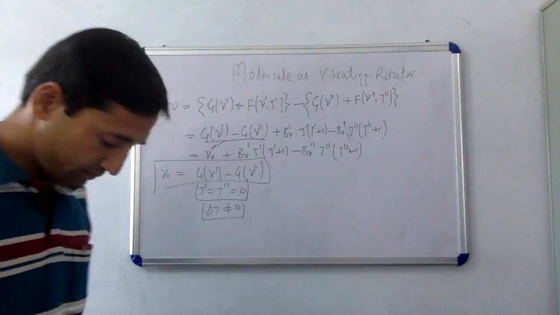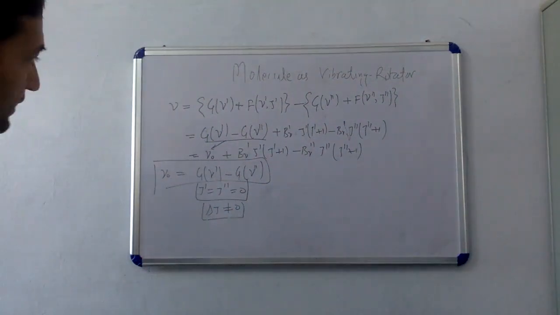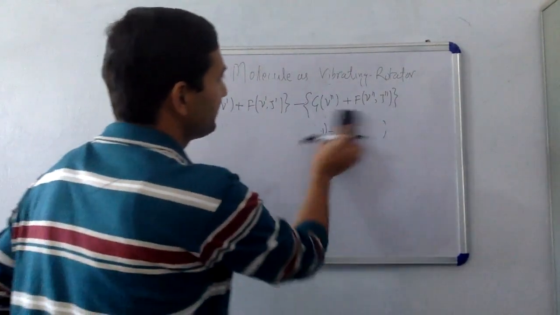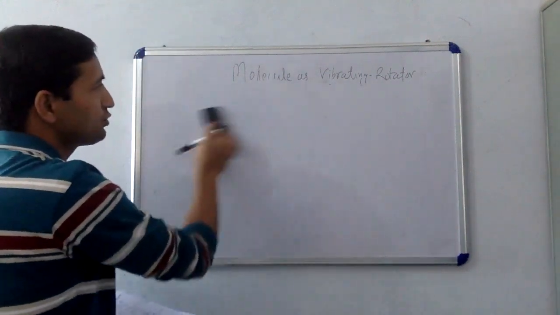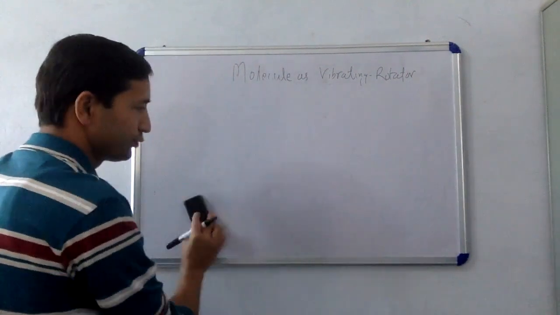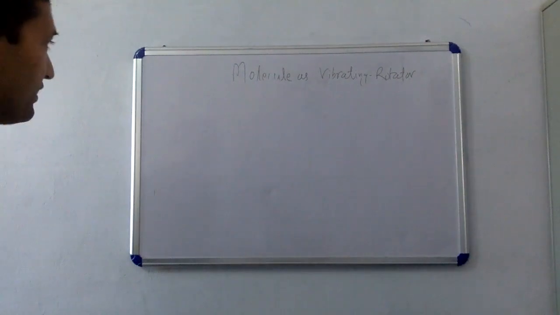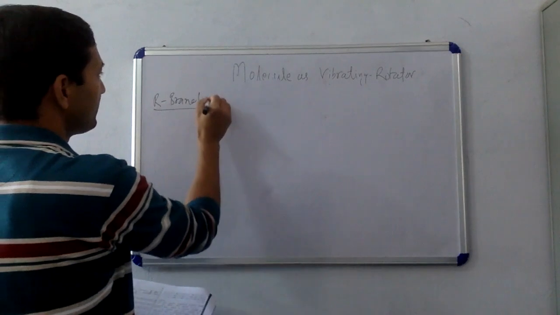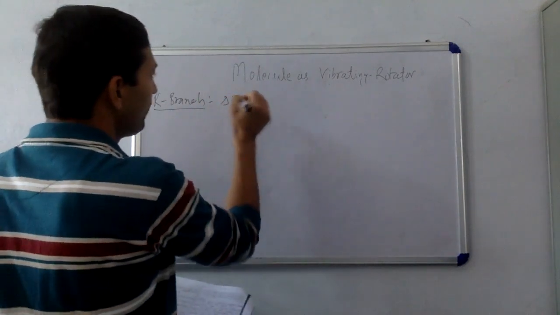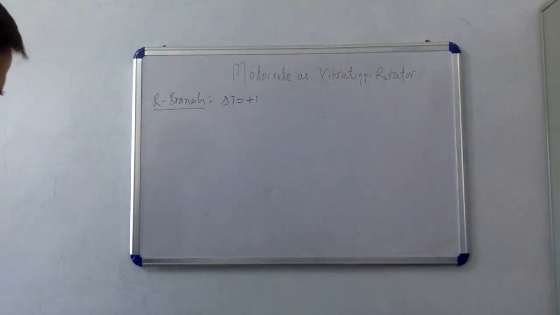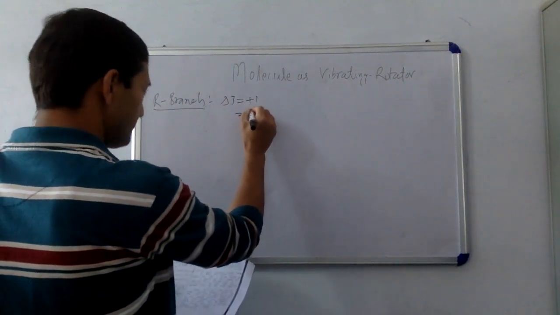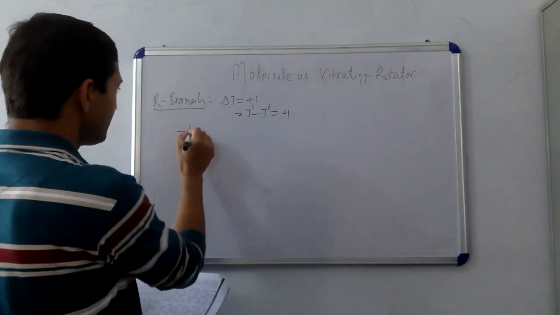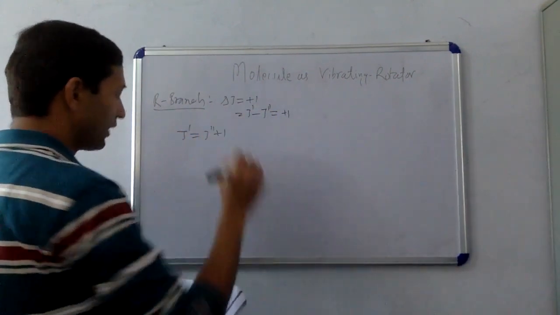Now in this relation we will see what happens when ΔJ is equal to +1 and ΔJ is equal to -1. First we will discuss the R branch. I said that for the R branch, ΔJ is equal to +1, meaning J' minus J'' is equal to +1. This means that J' is equal to J'' plus 1.